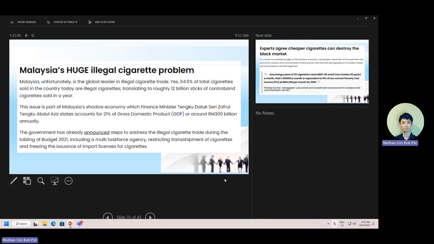Okay, now the issue is part of Malaysia's shadow economy, which this is a shadow economy. The government already announced steps to address illegal cigarette trade during the tabling of Budget 2020. The issuance of import licenses for cigarettes. Okay, so this is a problem. If you have a minimum price, you need to police. And here quite clearly they fail to tackle contraband. Okay, this cigarette market is many times larger than the drug market. Okay, so it is really, really big because the market is much bigger. People who smoke are a lot more than people who take drugs, right? Heroin and all those things.